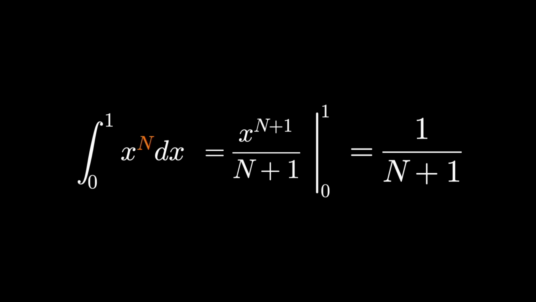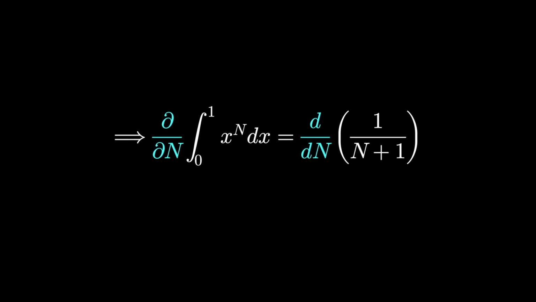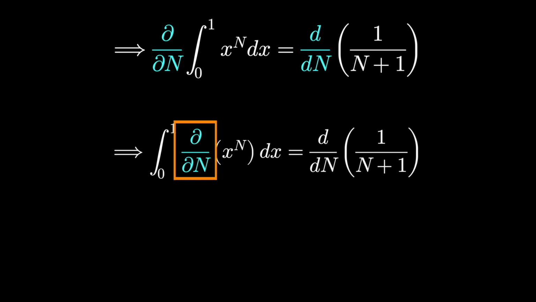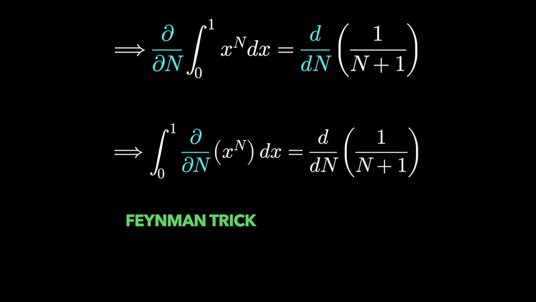Notice that this is an equality. So if I differentiate one side, it's the same as differentiating the other. And I'm going to take the derivative, the partial derivative, with respect to n. And this is the trick I'm really trying to show you here. The fact that we can take this partial derivative inside the integral. This is known as differentiating under the integral. It's often called the Feynman trick or the Leibniz rule for integrals.